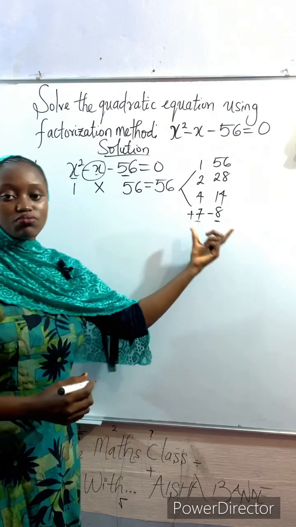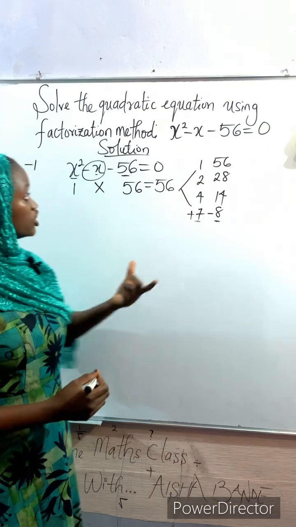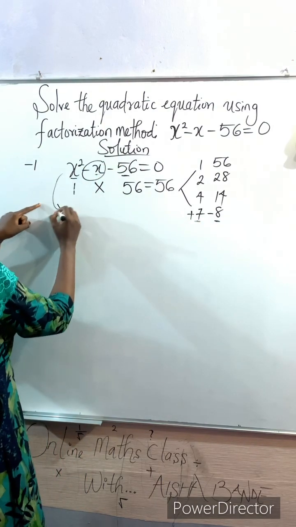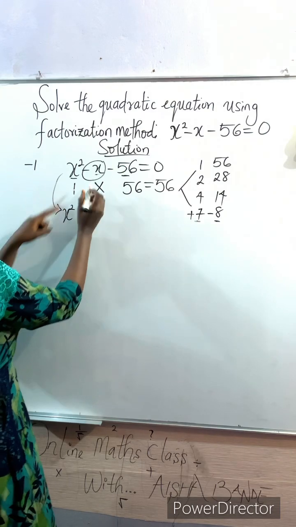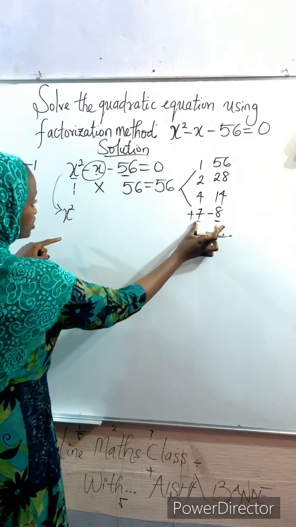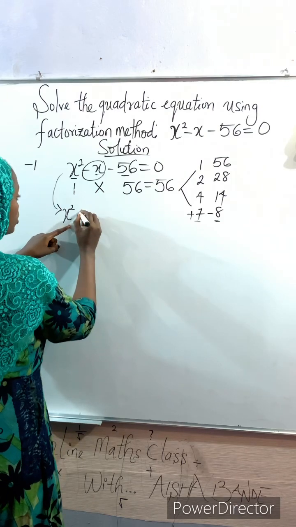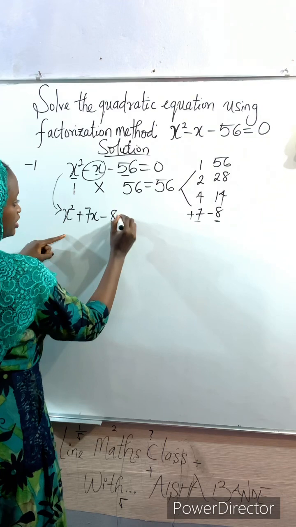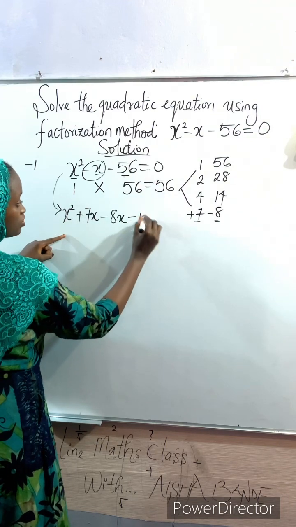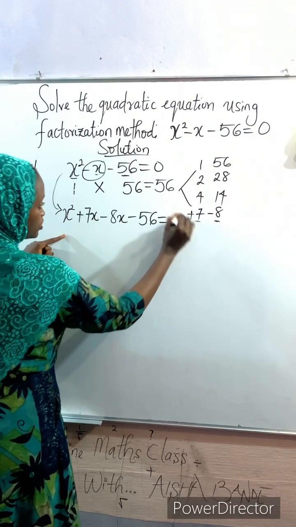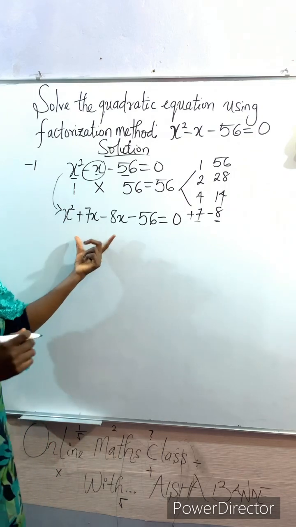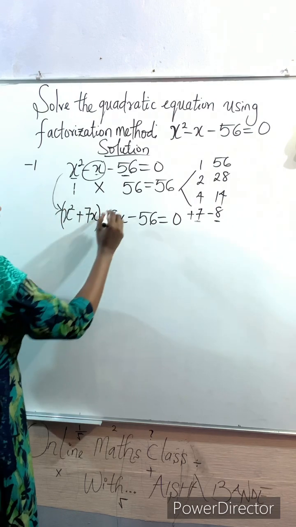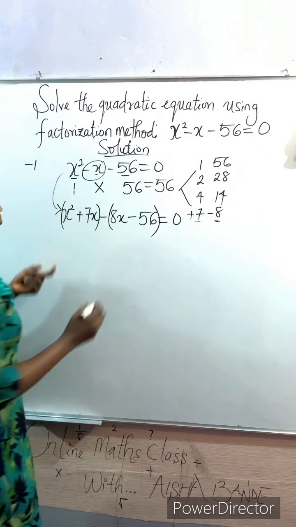So from here, we substitute in the values of these numbers into the equation. Okay, so now this equation becomes x squared. Now this minus x will be replaced with this. So this becomes plus 7x minus 8x. Then we have the minus 56 here equals to 0. So from this point, we factorize. Factorizing, we take the first two terms and the last two terms and we put them in a bracket.